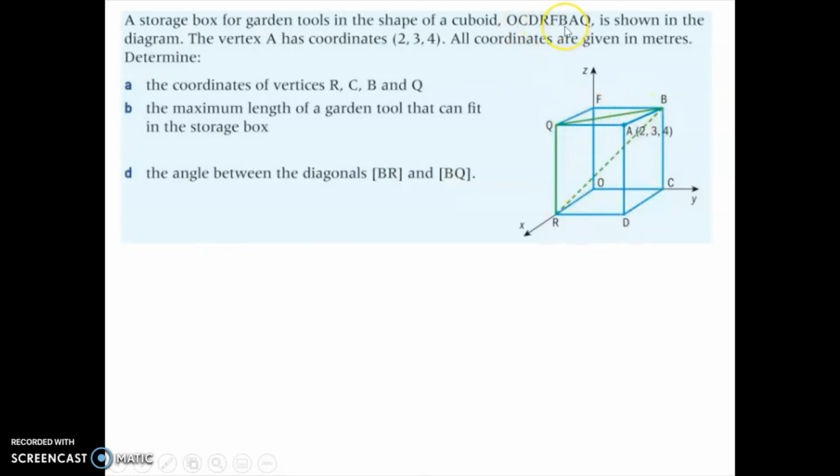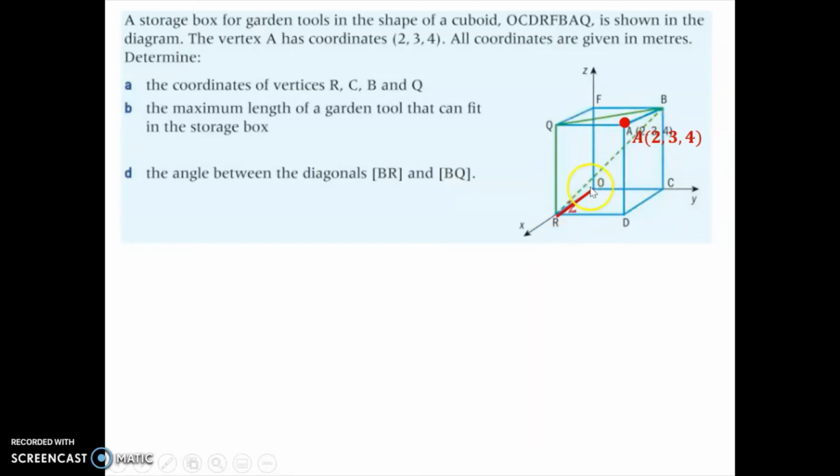So remember that, because it'll be important in questions where you're not given a diagram and you're given a name, like the next question you'll see in a moment. But we have this cuboid, and the vertex A is given to us right here, and that vertex is at 2, 3, 4. Right away, given a vertex, we should be able to figure out the lengths of the sides of this cuboid. So how long is this side right here? OR, how long is that?